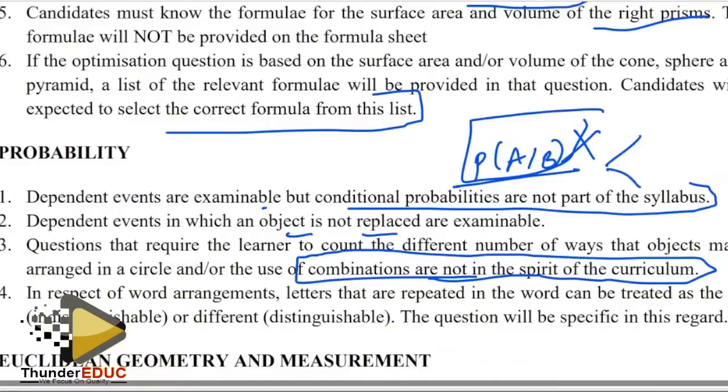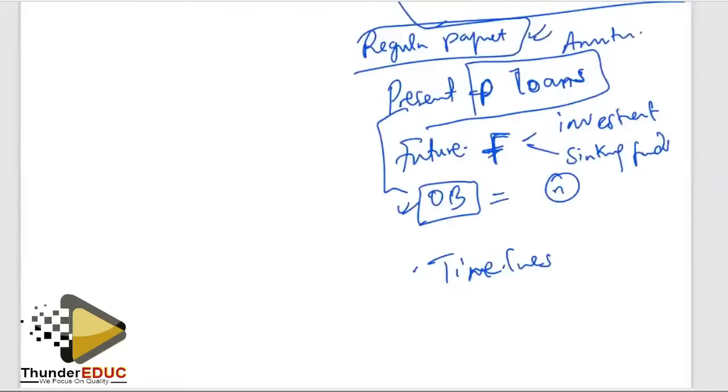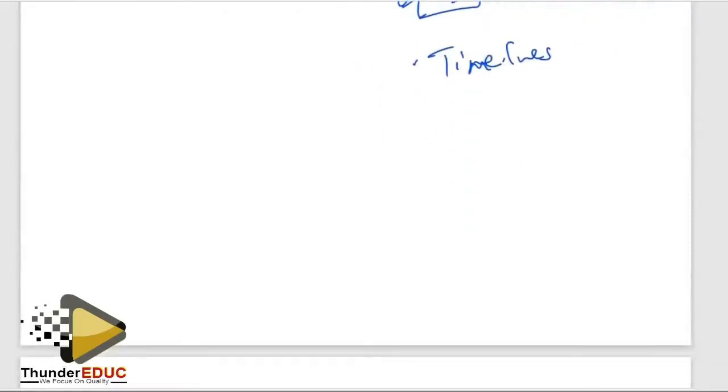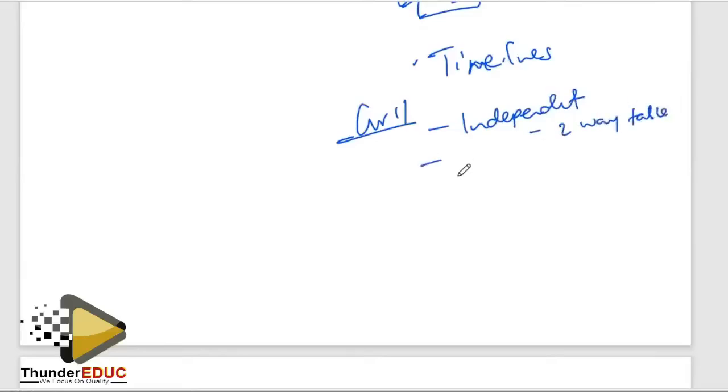Okay, so with this probability, we need to remember our concepts from grade 11, where you talked about how you prove that events are independent or dependent using the contingency tables, two-way tables. You need to at least go over the old tree diagrams, how to draw the tree diagrams and obtain the outcomes.